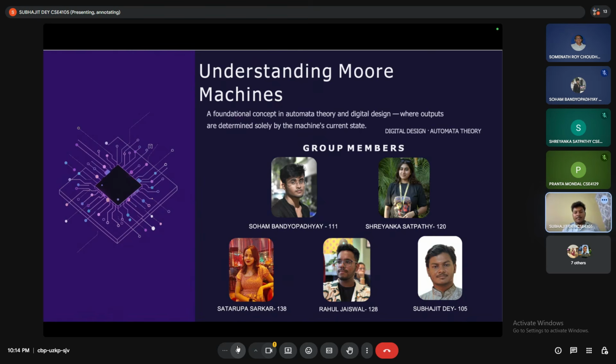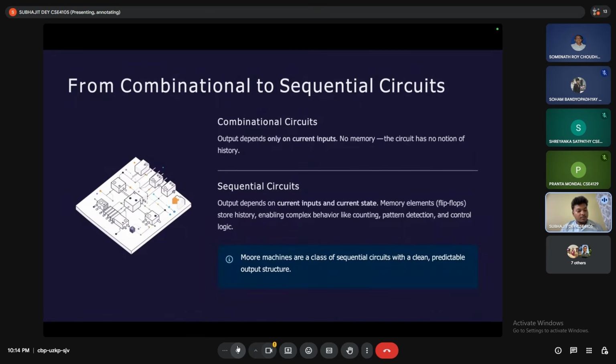Moore machine, presented by me, Shubhajit, Shreyanka, Shatarupa, Rahul, and Shuham. So, what is a Moore machine? A Moore machine is a type of system where the output depends only on the current state, not directly on the input. This makes it very stable and predictable. Before understanding the Moore machine, we need to understand several topics.